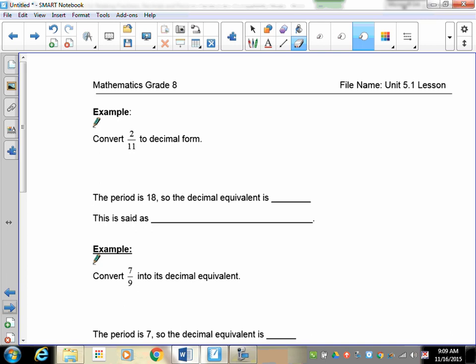Okay, so we do the same thing we did before. We have 2 over 11. To get 2 over 11 into decimal form, you take 2 divided by 11. Now when you do that on your calculator, you're going to get 0.2181818. And you'll notice that the part that's repeating is the 1, 8. Oh sorry, it's supposed to be a 1 right here. Okay, so you're going to put the bar over the 1, 8 portion. So the decimal equivalent is 0.18 with the bar over it.